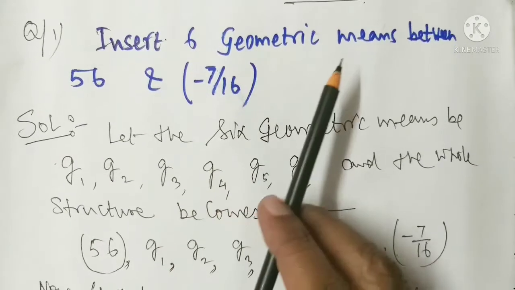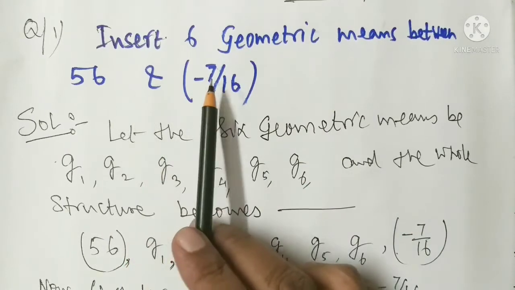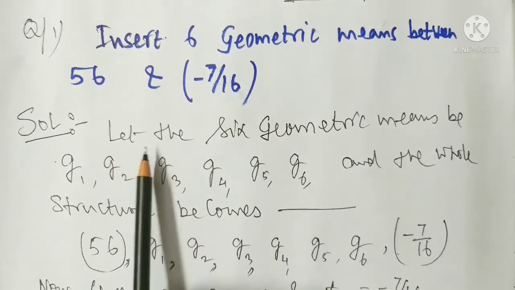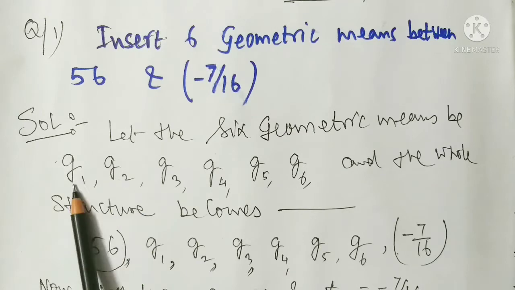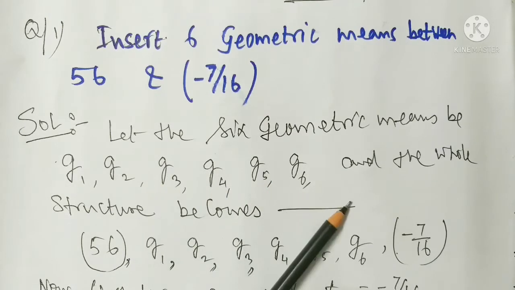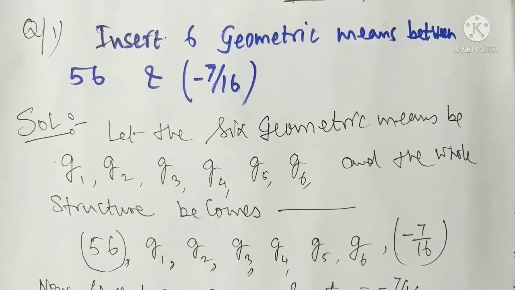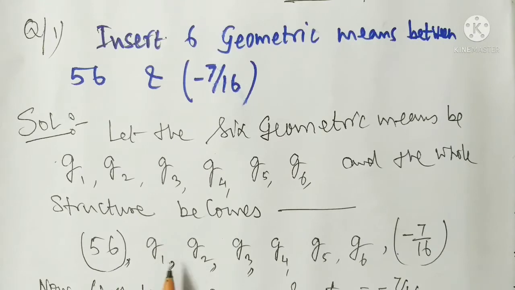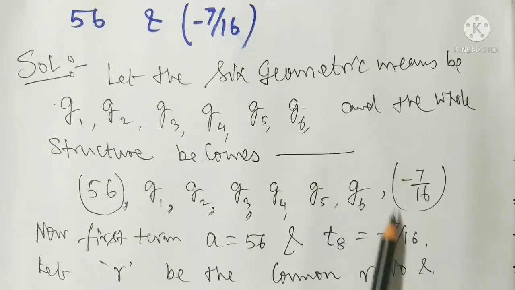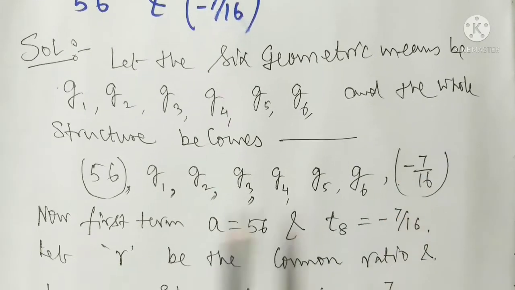Insert 6 geometric means between 56 and minus 7 by 16. Let the 6 geometric means be G1, G2, G3, G4, G5, G6, and the whole structure becomes 56, G1, G2, G3, G4, G5, G6, and the last term is minus 7 by 16.